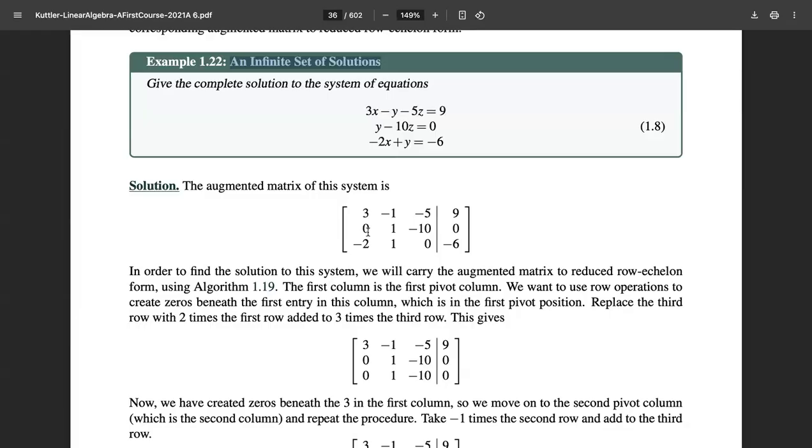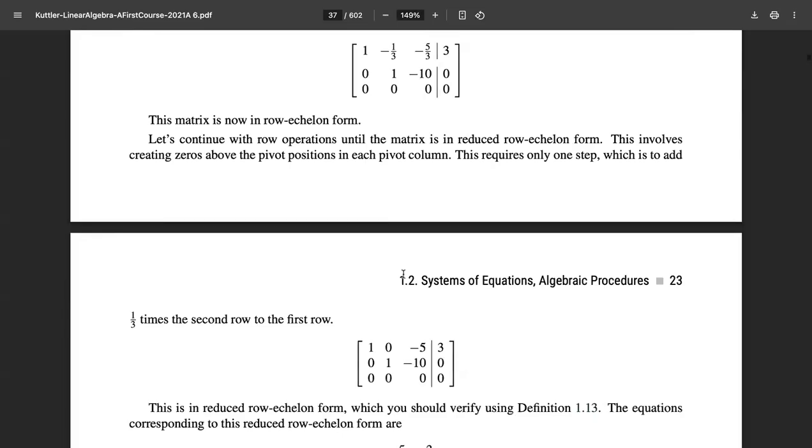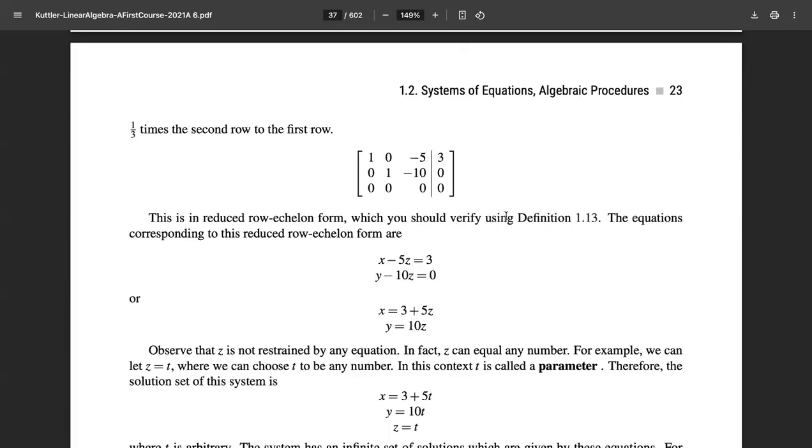But I think the key thing is to go to the reduced row echelon form, which we can verify using the definition. Because the leading entries are now 1. They go from left to right. Everything below and above the leading entries are 0. And all the 0 rows are at the bottom. So all 4 conditions of the reduced row echelon form are satisfied.